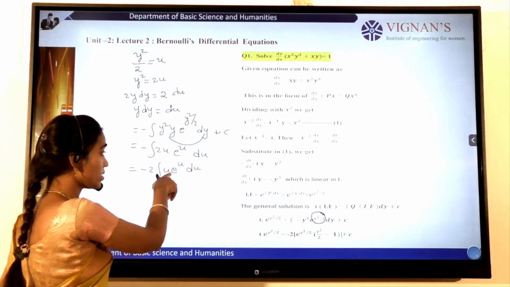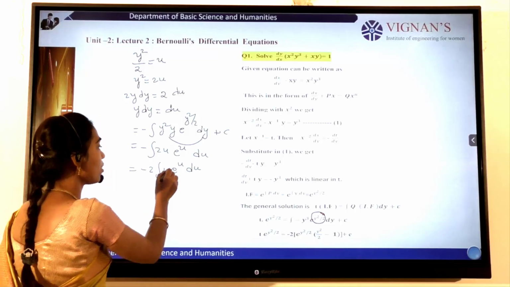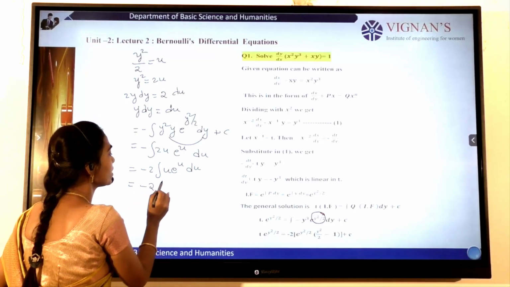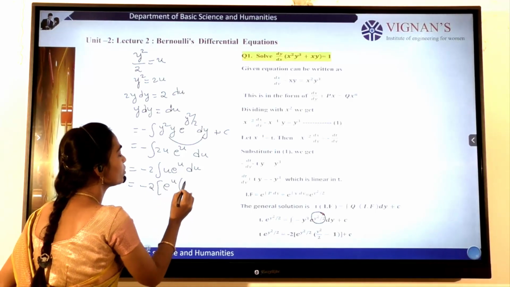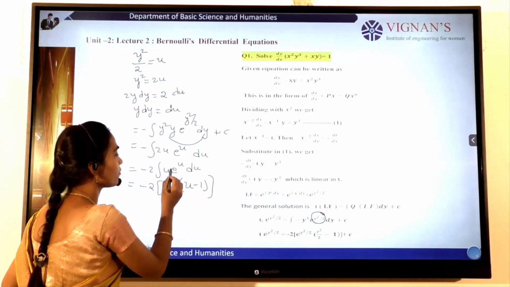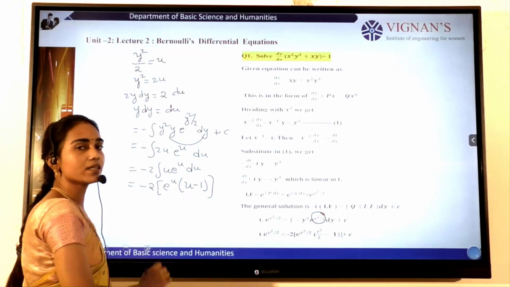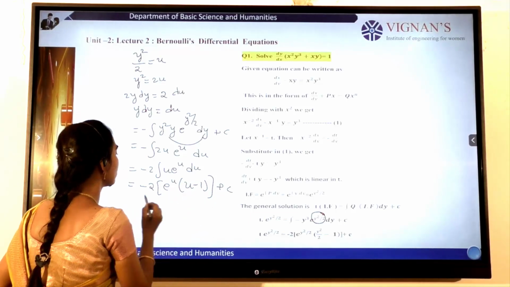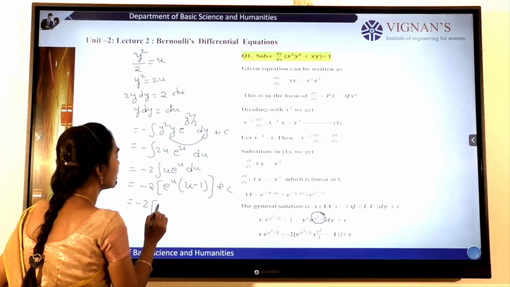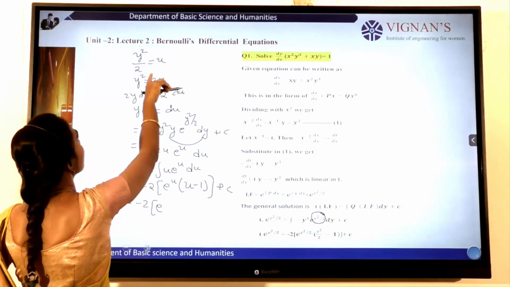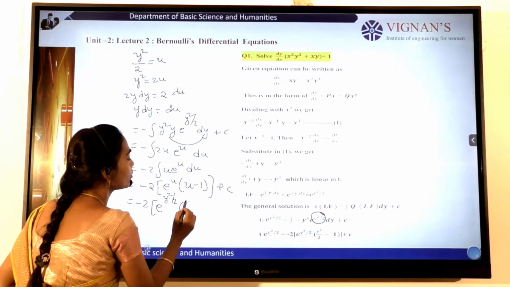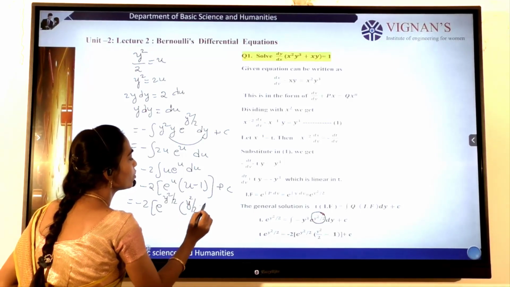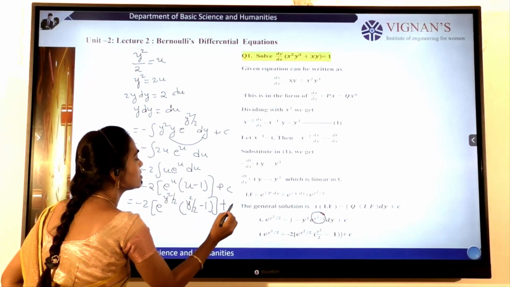So this is integration by parts. After solving by parts, you can remember it like a formula: e power u into u minus 1. So after solving by parts, we get this formula. So this is minus 2 into e power u. What is our u? Our u is y square by 2. So y square by 2 into, again u is y square by 2 minus 1, plus c.